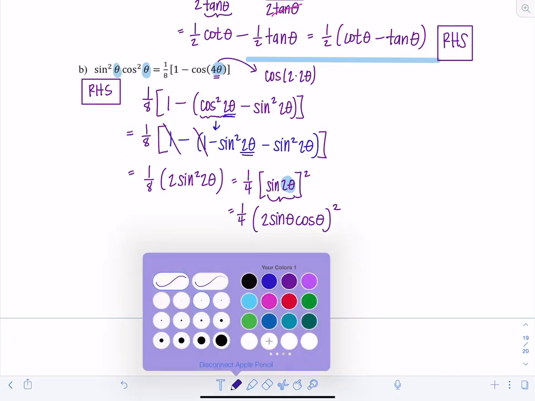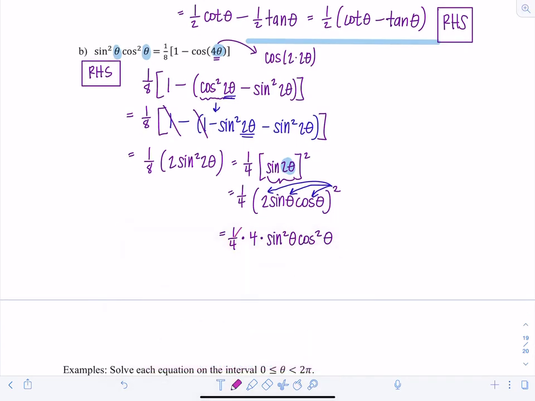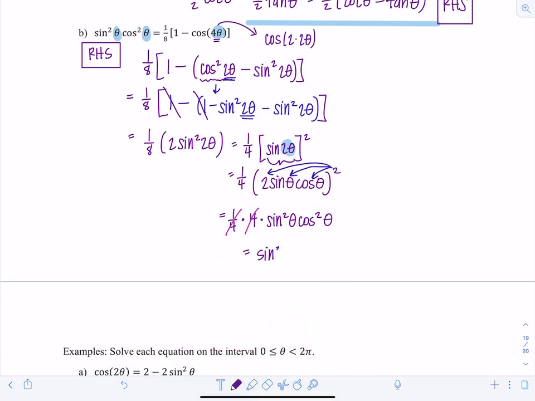And then remember that exponent distributes to everything inside the parentheses. So the 2 gets squared, the sine gets squared, and the cosine gets squared. So I'm going to have 1/4 times 4 times sine squared theta cosine squared theta. And voila! The 1/4 and the 4 cancel, and we have sine squared theta cosine squared theta, which is the left-hand side. All right, very nice. So those take practice and patience, but eventually they become super fun.